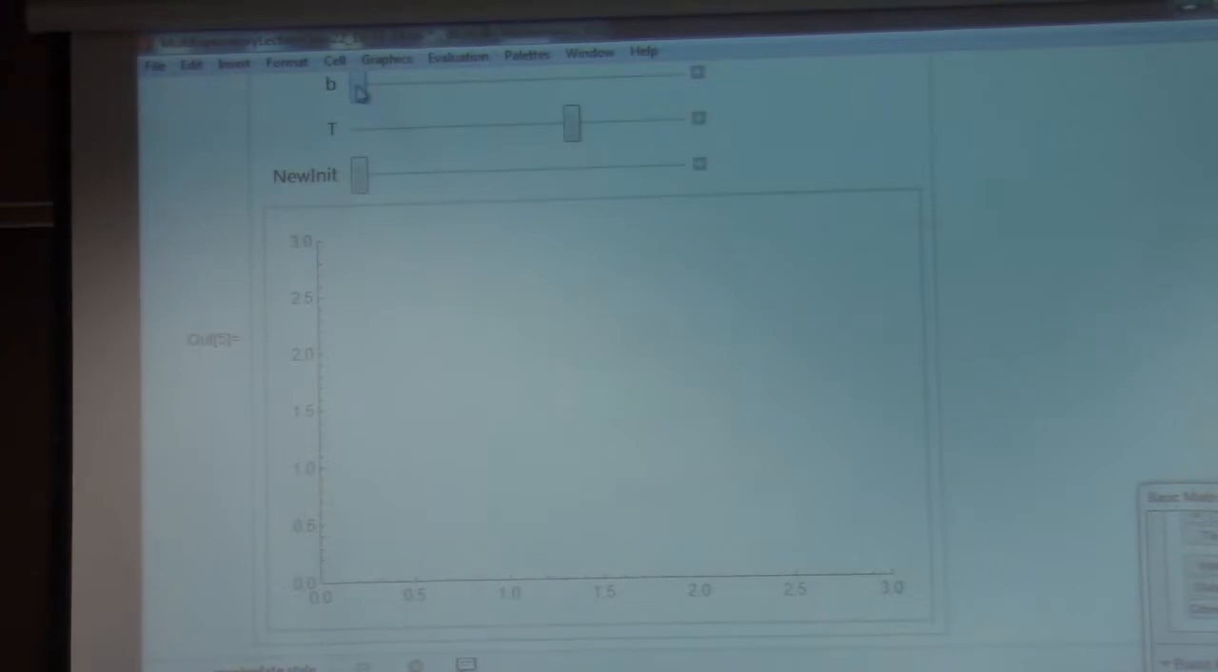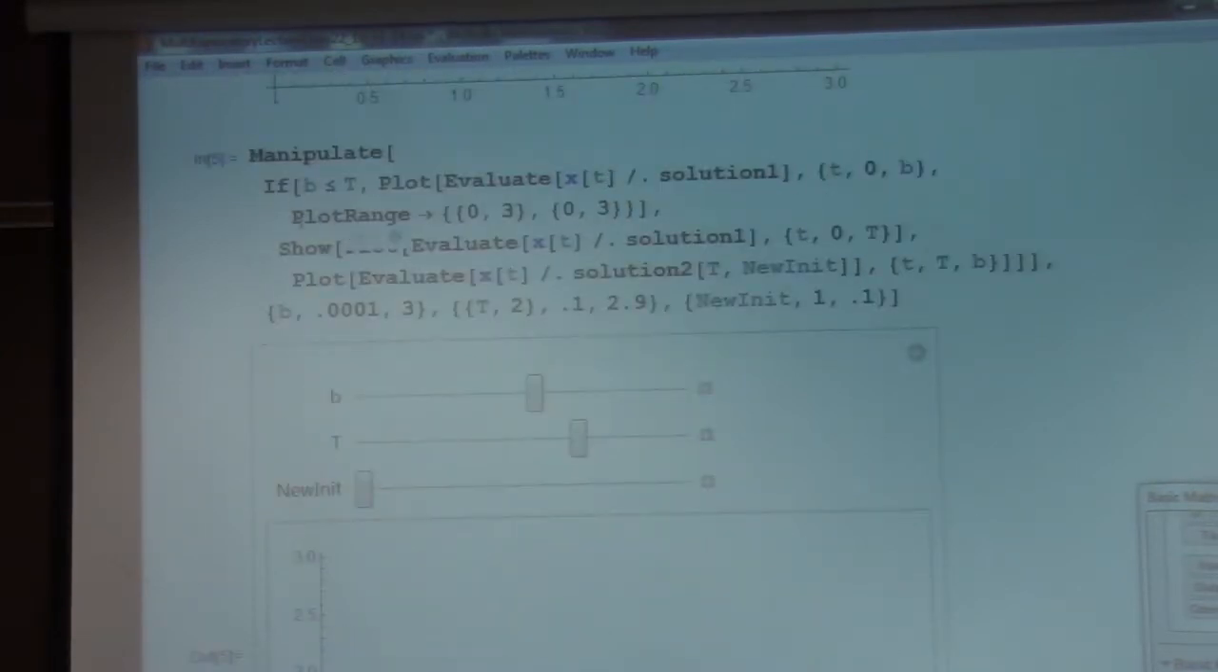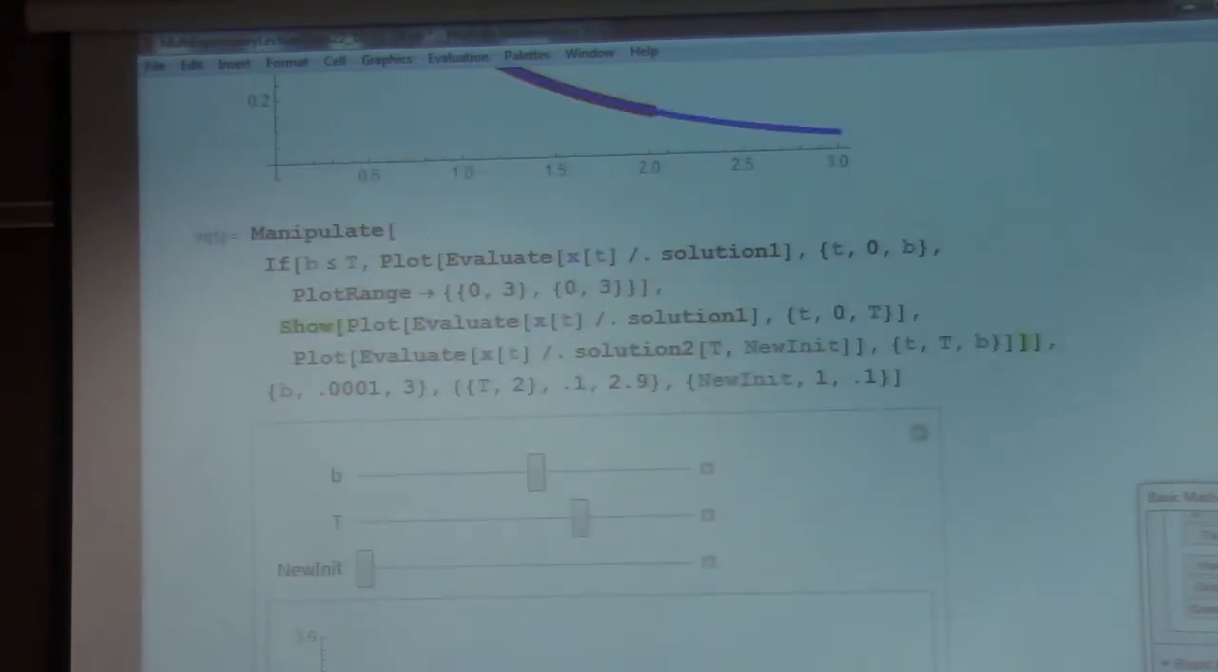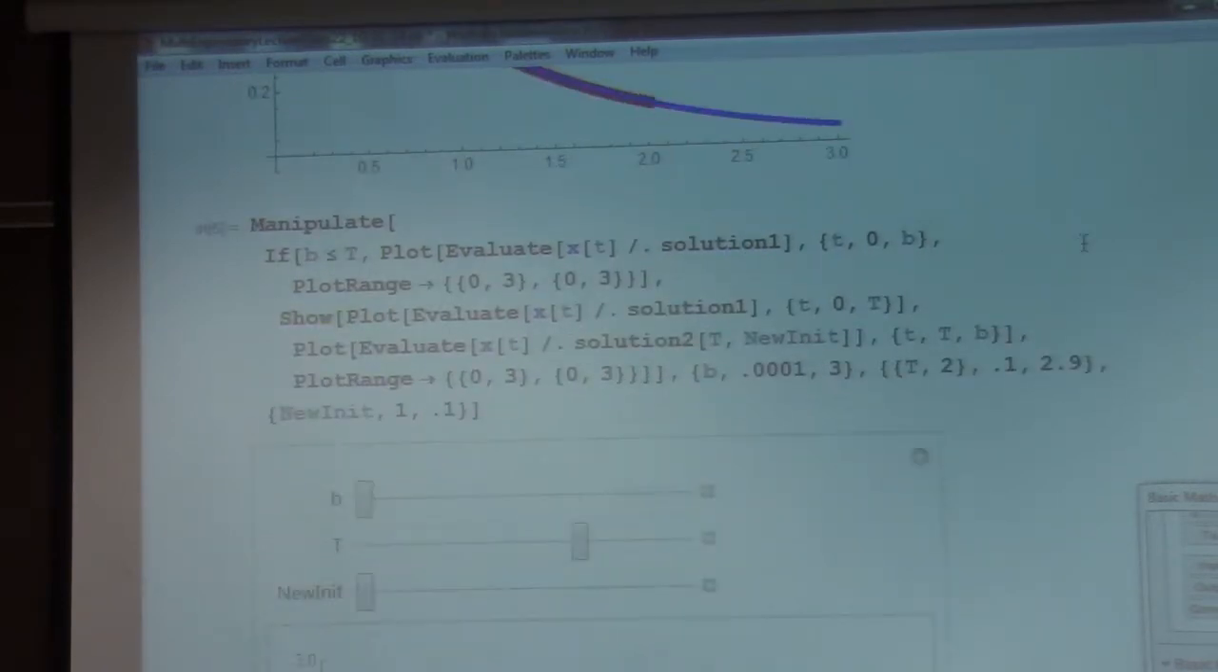Let's see if this works. Well, sort of. I need to make sure the plot range is included as well. Okay, you can see it's easy to forget lots of things. This is going with the if. The previous one goes with the show. Put the plot range in there.